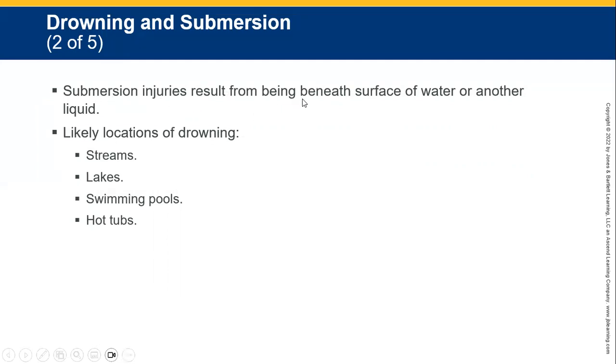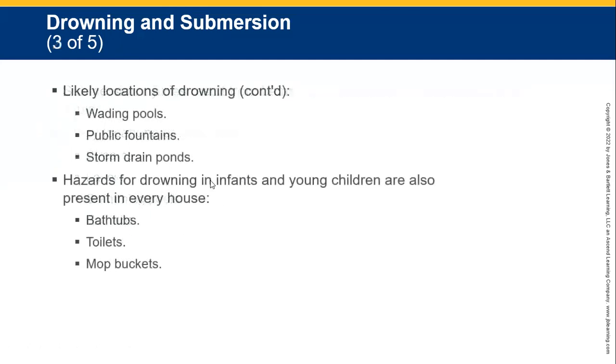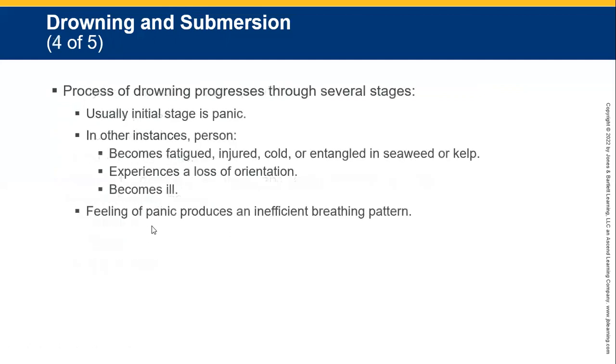Submersion injuries result from being beneath the surface of water or other liquid. Likely locations of drowning: streams, lakes, rivers, swimming pools, hot tubs. More likely, wading pools, public fountains, storm drains and ponds. Hazards from drowning in infants and young children are also present in every house: bathtubs, buckets, toilets, things like that.